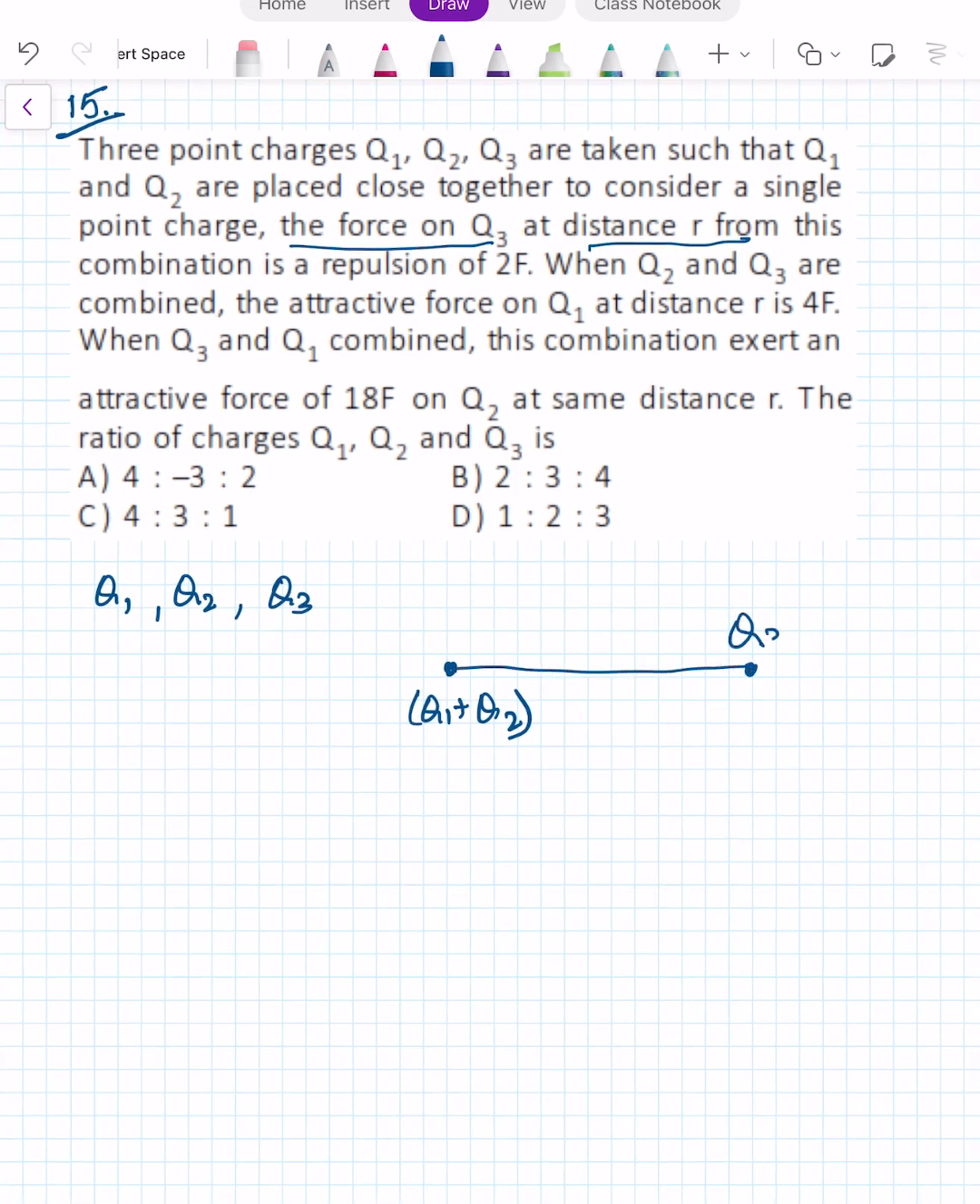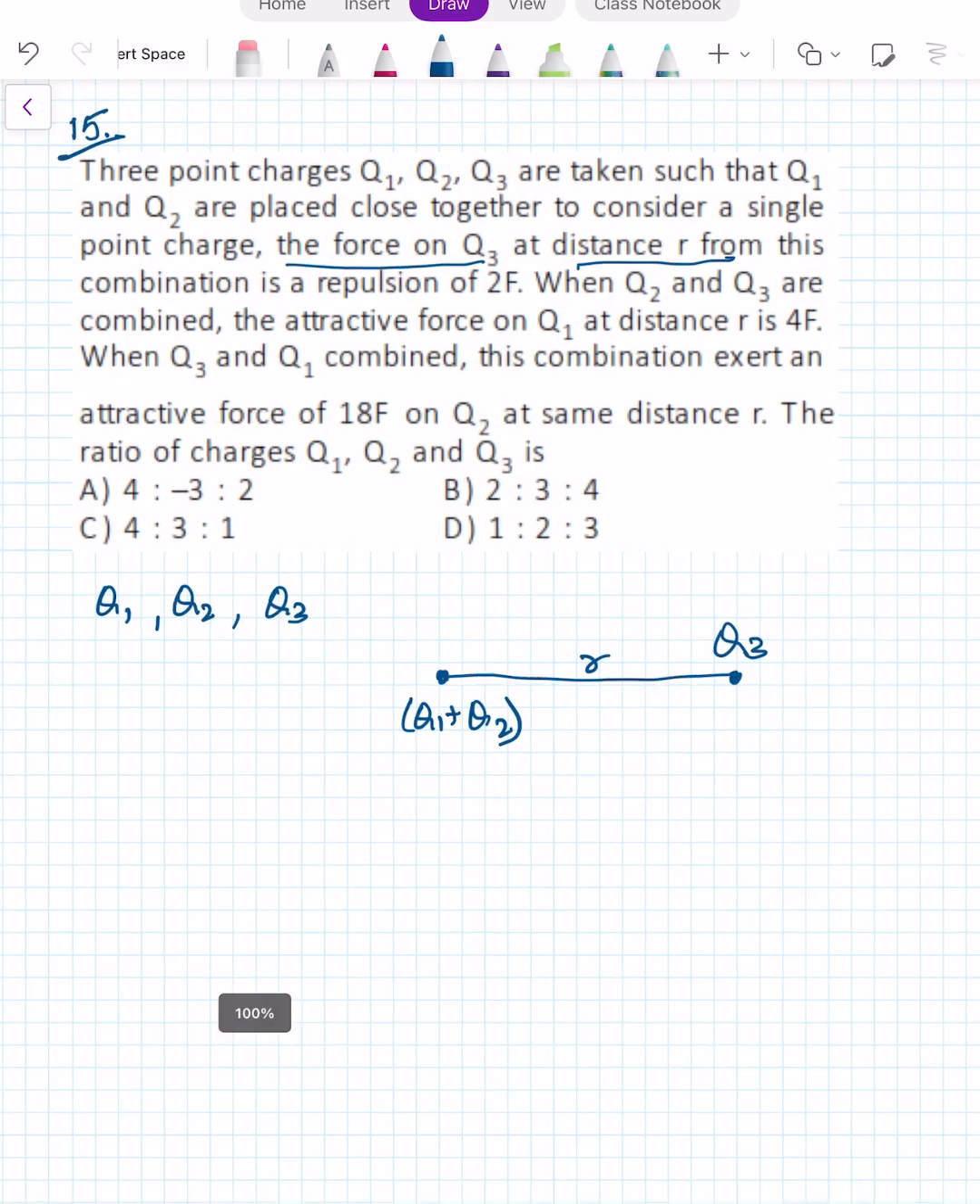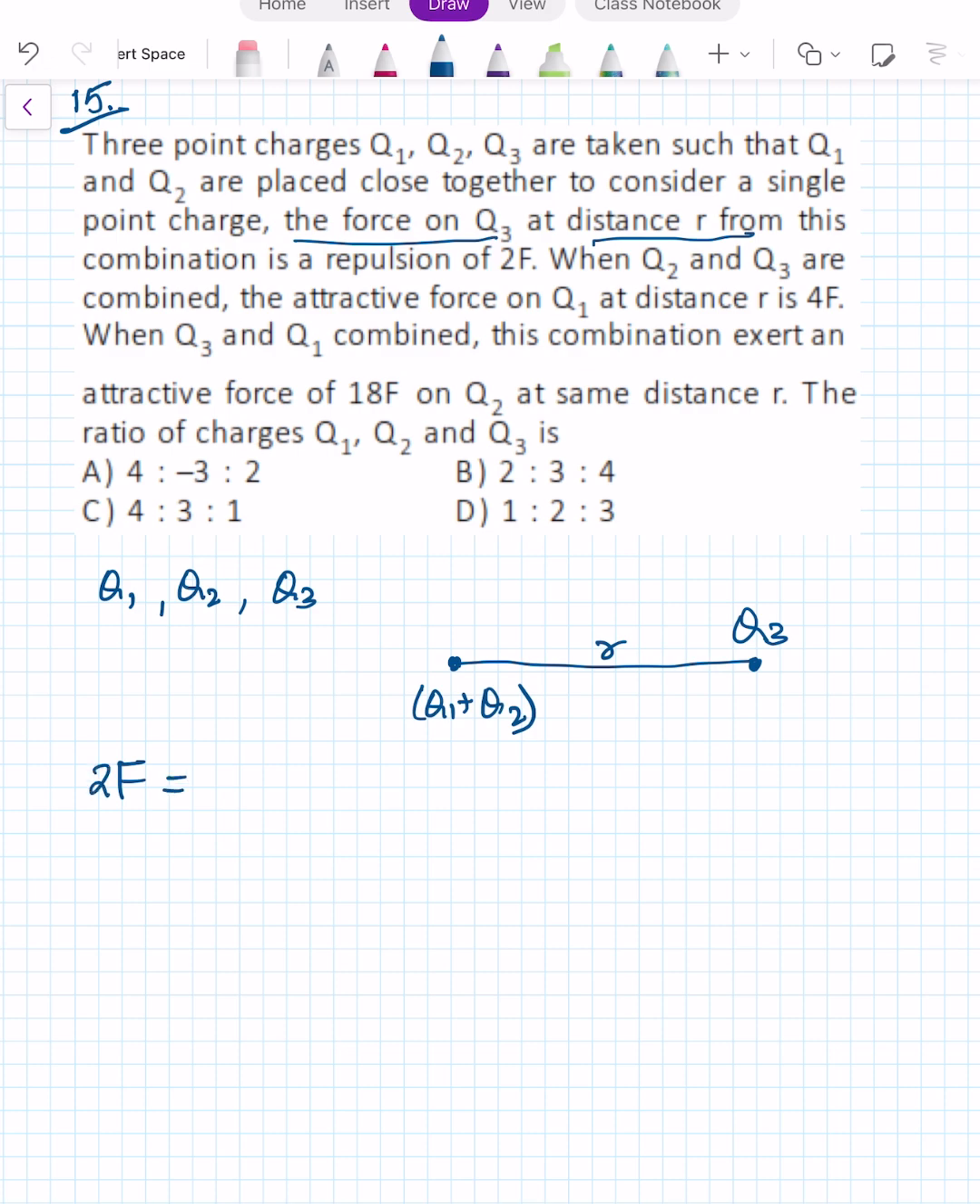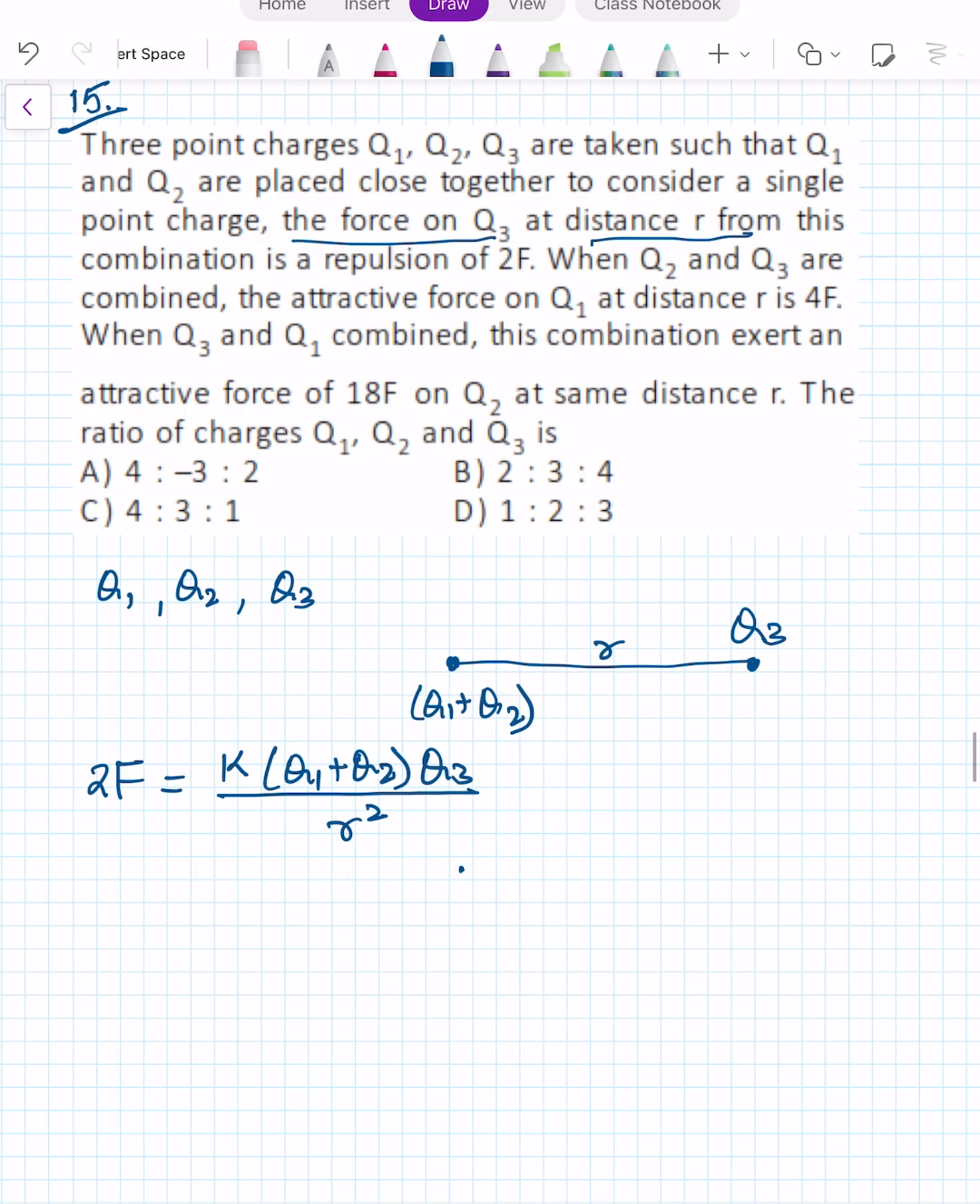The force on Q3 when it is placed at a distance of r from this combination is a repulsive force of 2F. Now repulsive force we'll write with positive sign and attractive force we'll write with negative sign. You remember this. So repulsive force of 2F is equal to 1 upon 4 pi epsilon naught, that is K, times (Q1 plus Q2) and Q3 upon r square, where they are placed at a distance of r. When Q2 and Q3 are added, in place of Q1 plus Q2 we have Q2 plus Q3, and Q1 is here. Now the force becomes attractive on Q1 at a distance r.